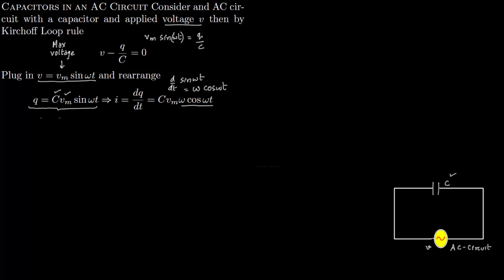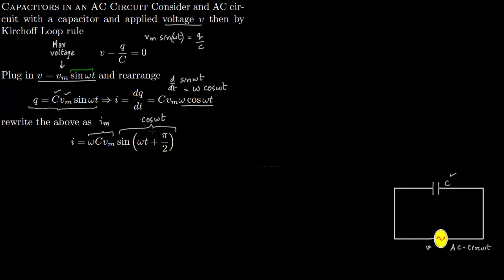So we rearrange this. You get I is equal to omega C Vm cos of omega t. This omega C Vm is the maximum value of the current. We denote it by I subscript m. And we rewrite cos of omega t as sine of omega t plus pi by 2. Notice the voltage has sine of omega t and the current has sine of omega t plus pi by 2. So you can see now the current leads the voltage by 90 degrees.